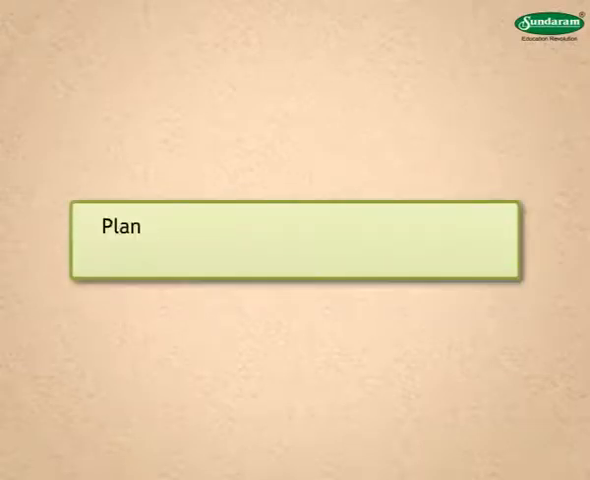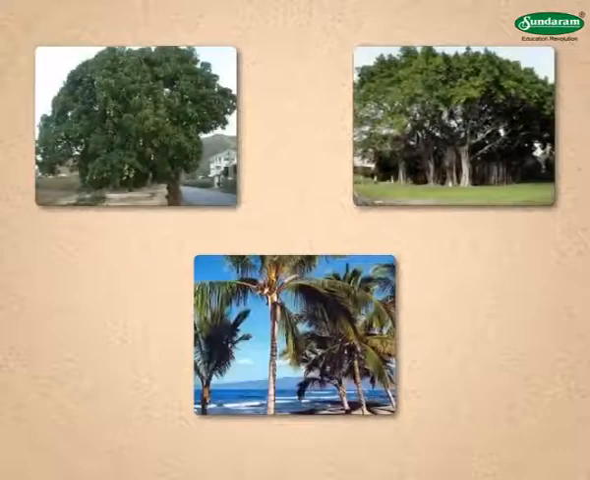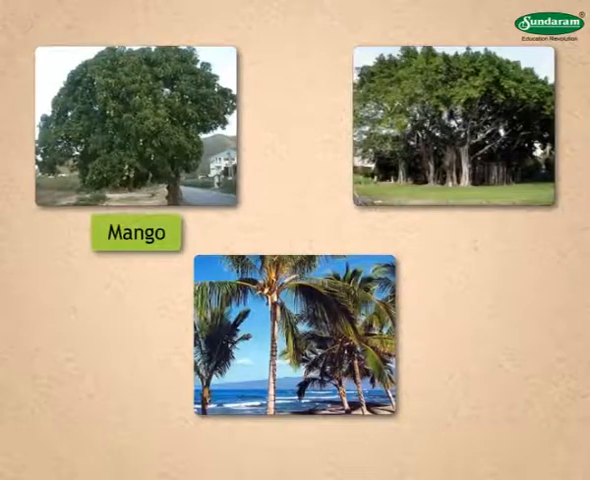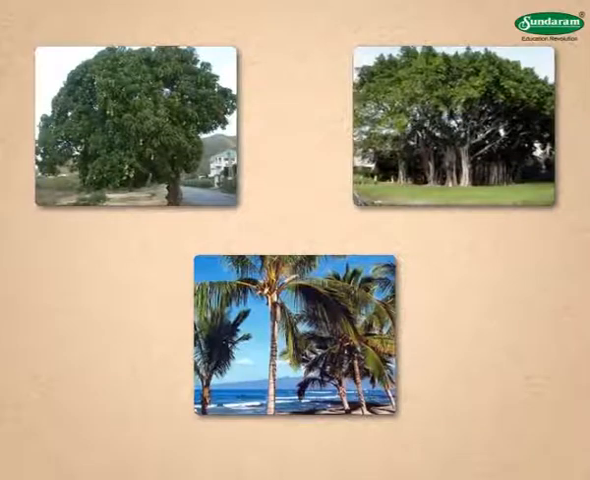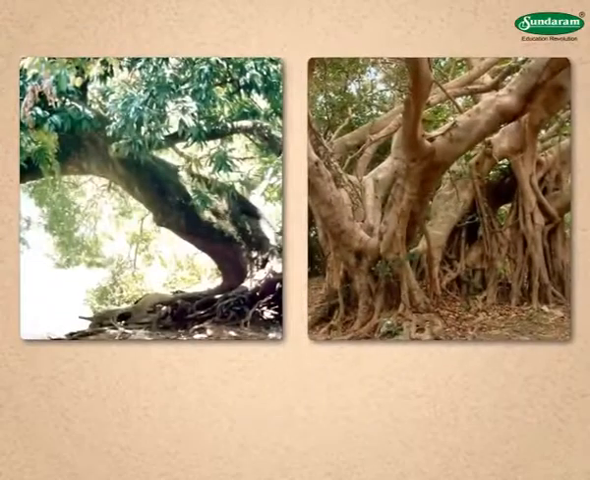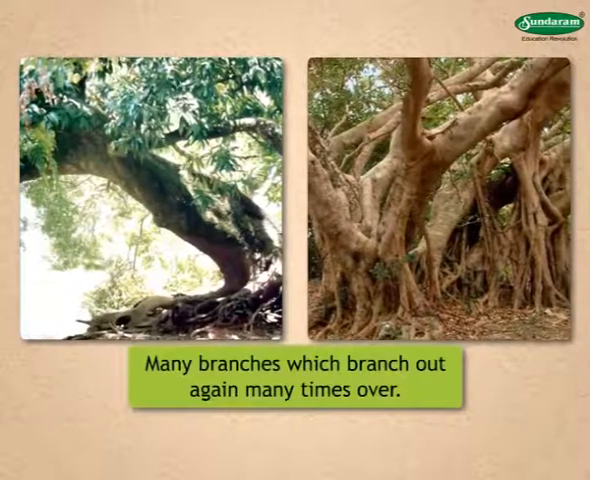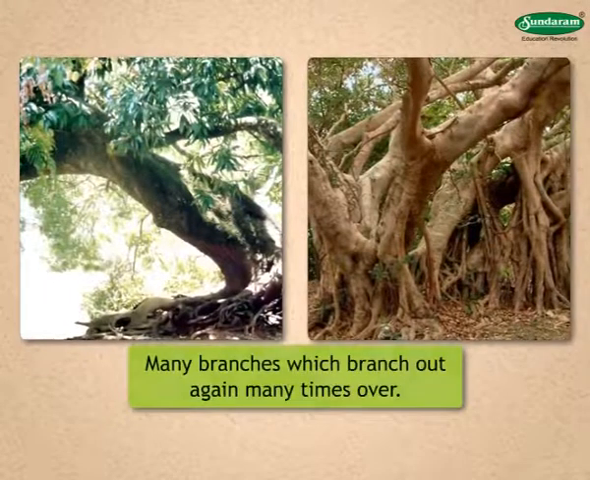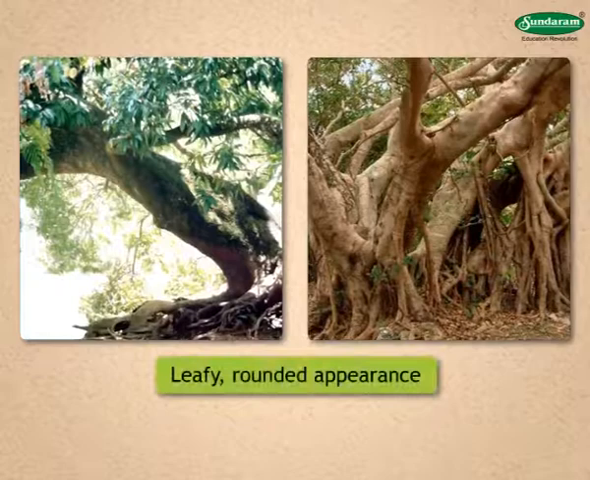Trees. Plants that grow very tall and have strong hard stems or trunks are called trees. Observe the stems of plants like the mango, banyan and coconut trees. Note the similarities and differences you see in their trunks. These trees grow tall. The mango, the banyan have strong, hard trunks. They have many branches which branch out again many times over. The branches bear leaves. Such trees have a leafy, rounded appearance.